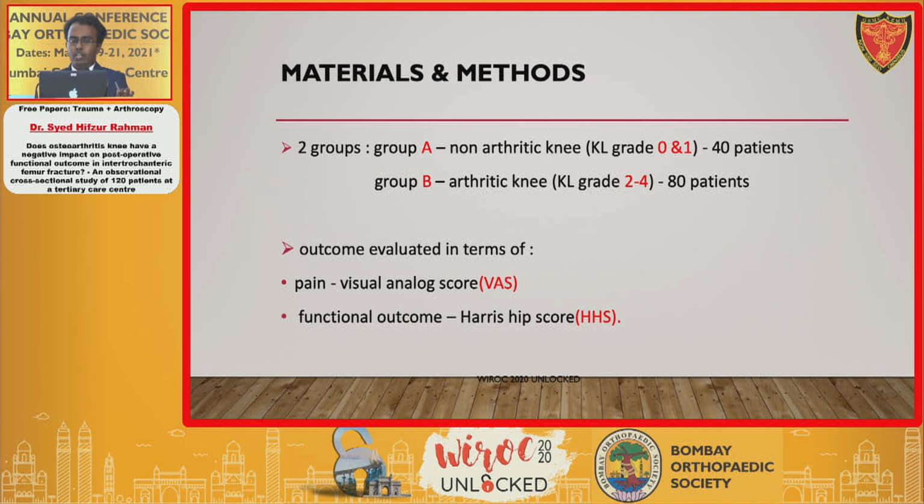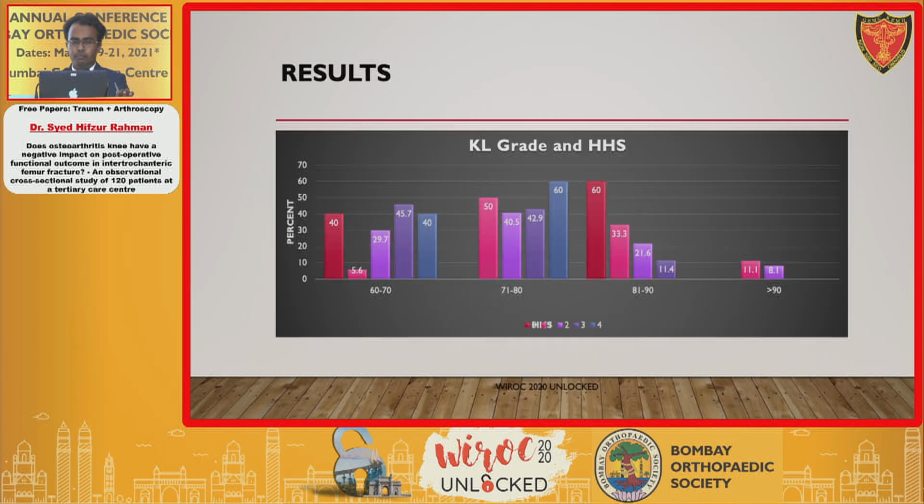The outcome was evaluated in terms of hip pain with regard to the visual analog score and the functional outcome with regard to the Harris hip score. With the relation between the KL grade and the Harris hip score, we could show that there was a declining trend in Harris hip score with every increase in KL grade. There are 4 grades in Harris hip score. We found a poor Harris hip score, that is a score of less than 69, to be more in the patients of KL grade 2, 3, and 4, which we considered as the arthritic knee.